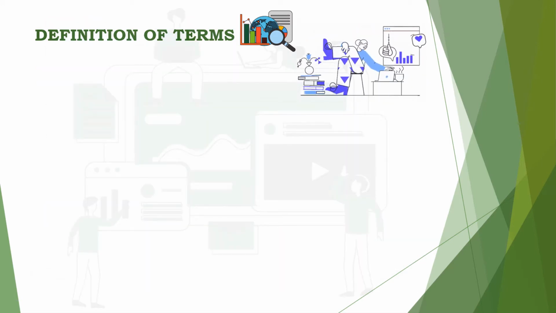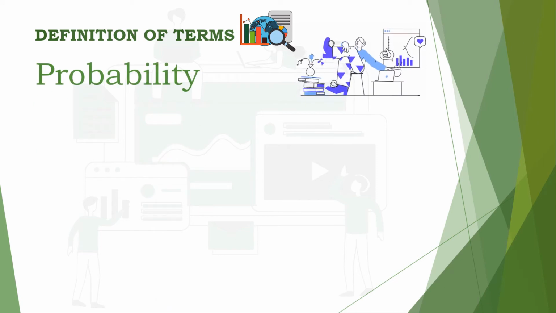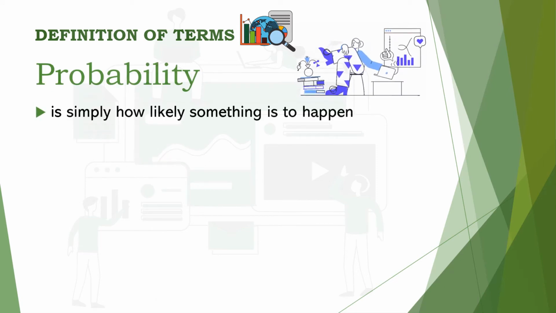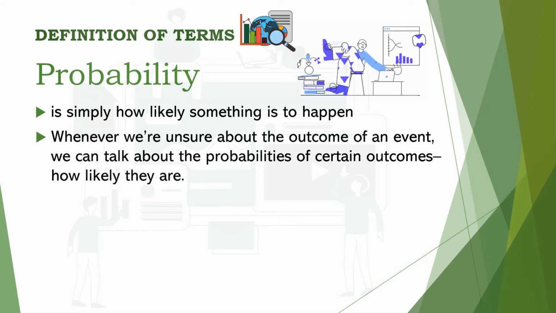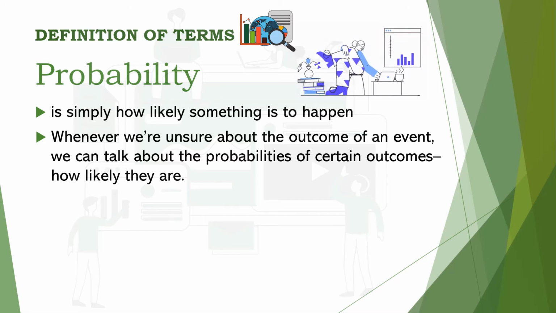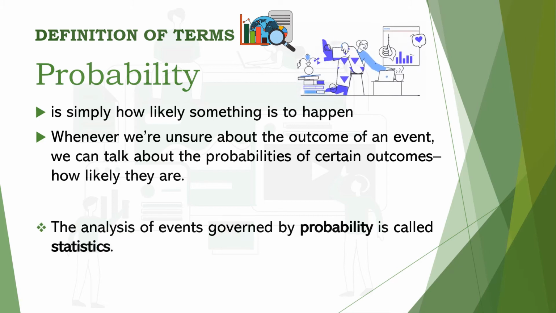Ngayon, alamin naman natin kung ano ang probability. It is simply how likely something is to happen. Whenever we're unsure about the outcome of an event, we can talk about the probabilities of certain outcomes, how likely they are. The analysis of events governed by probability is called probability.